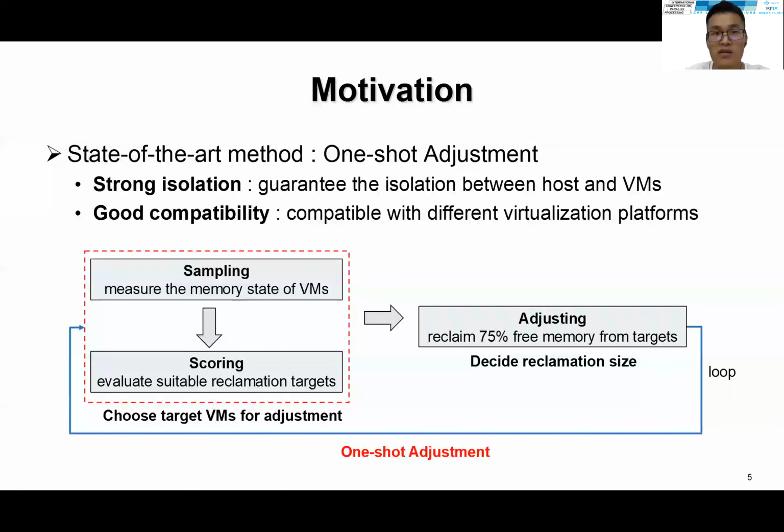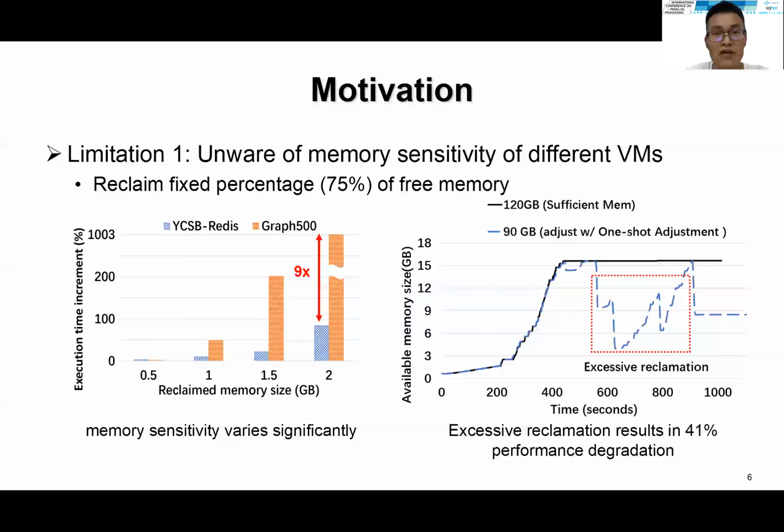However, it also has several limitations. The first limitation is that it treats different applications equally. However, these applications may have various memory sensitivity. Reclaiming the same amount of memory for different applications has significantly different performance impacts. So ignoring the memory sensitivity of different VMs may cause excessive reclamation. In our experiments, excessive reclamation results in 41% performance degradation.